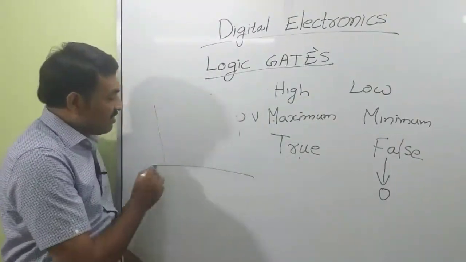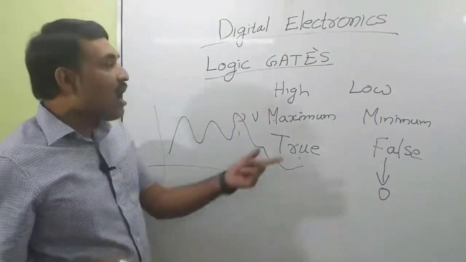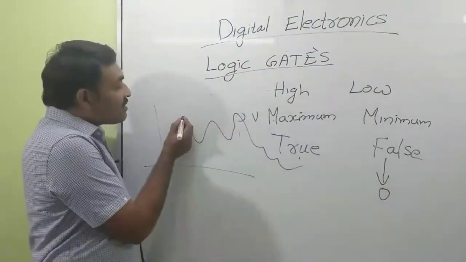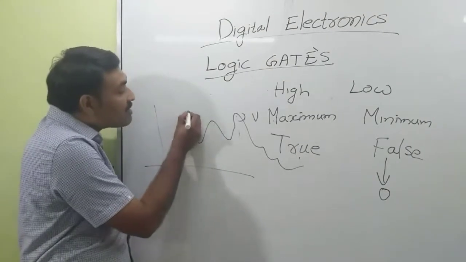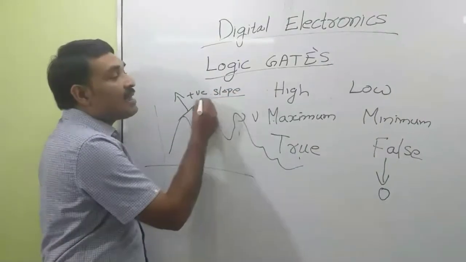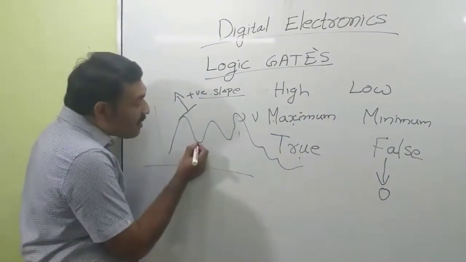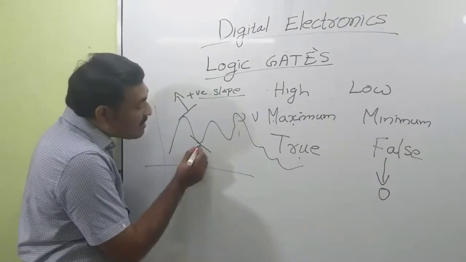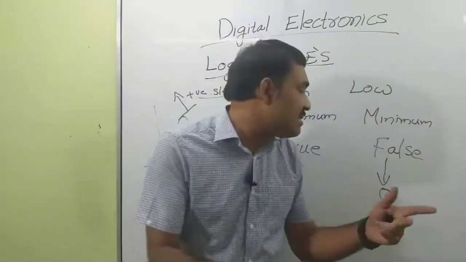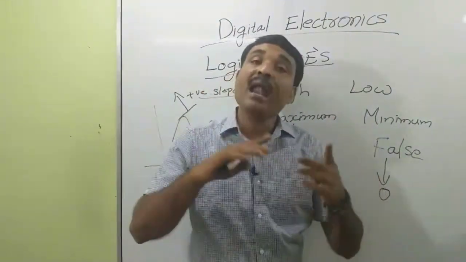Suppose we have a curve. I am arbitrarily drawing a curve like this. Now, how can we find the logic maximum and minimum? Consider this point. The slope at this point is positive. This can be treated as a maximum, which corresponds to logic 1. Now consider this point. The slope at this point is negative. This can be treated as a minimum level and considered as logic 0. So this is the physical aspect of 1 and 0.